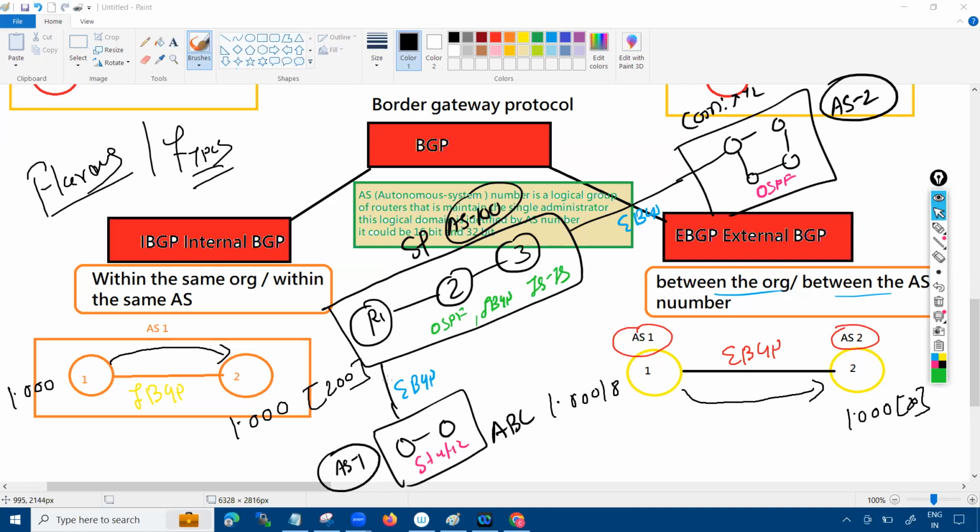So can you see what I mentioned? eBGP means what? Between organizations. The service provider is one organization, and this is company ABC, another organization. So eBGP over there, or we can say between the AS numbers.